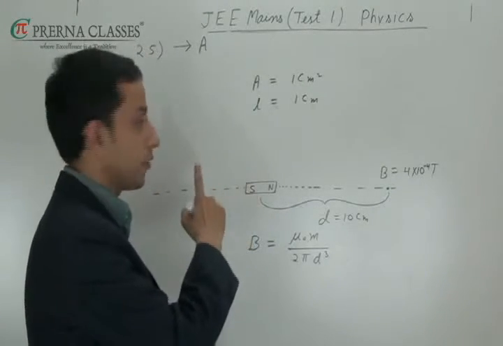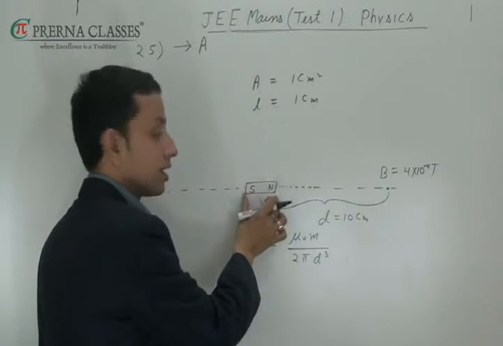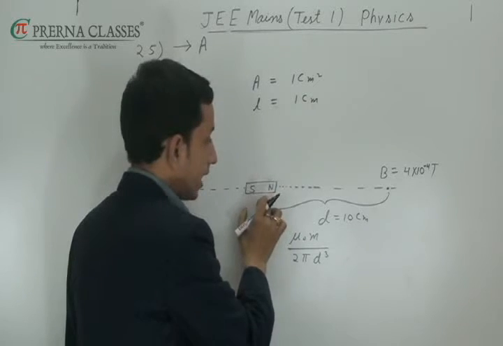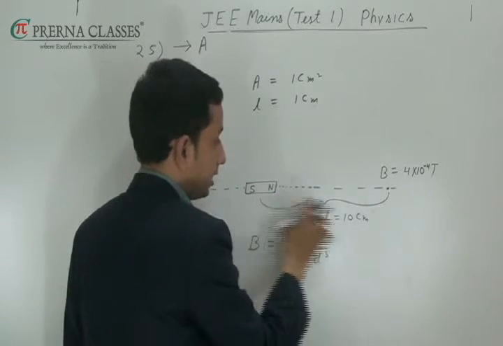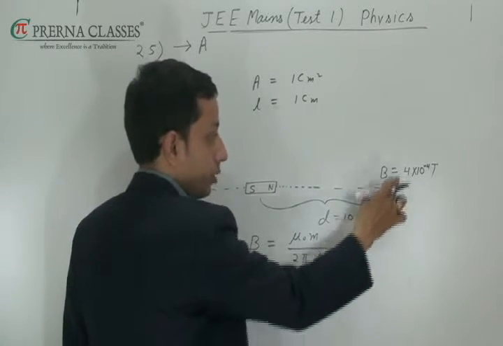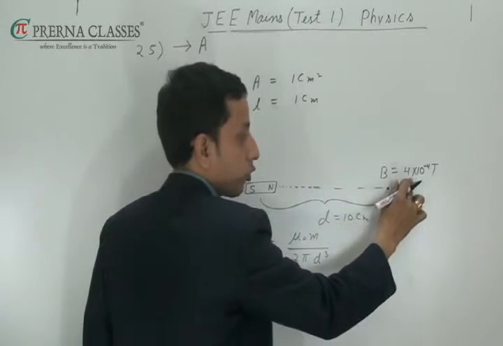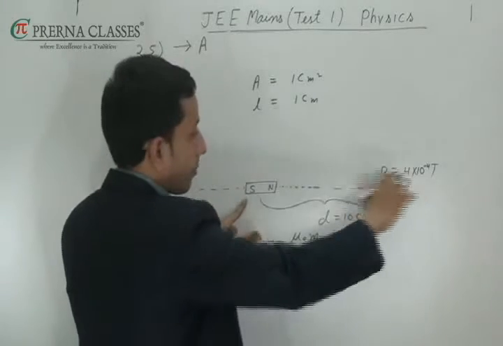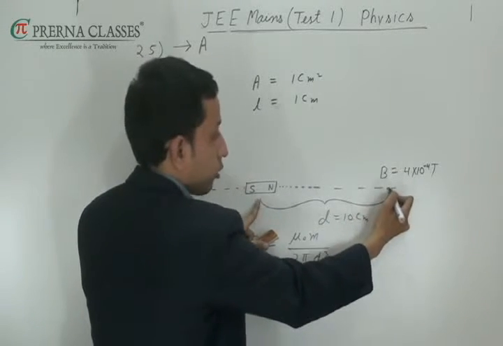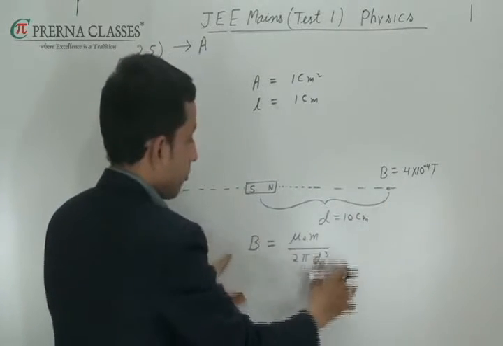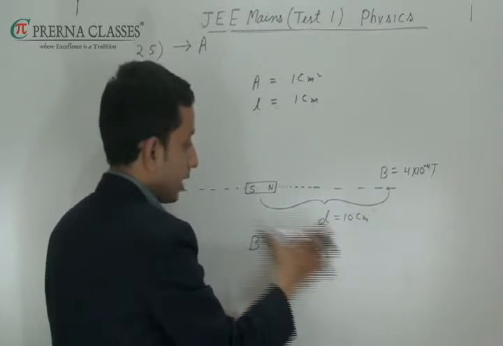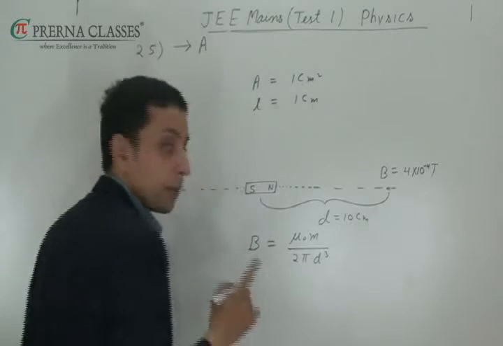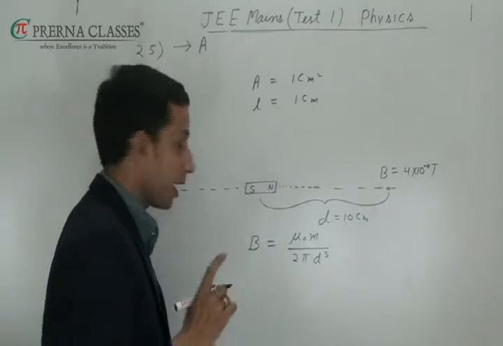Come to question number 25. In this question we have been given a bar magnet, and at end on position at a distance 10 centimeter the magnetic field has been given, that is 4 into 10 to the power minus 4 Tesla. End on position means along the magnet. So this is the end on position, and the value of magnetic field at end on position is given by this formula. What we have to find in this question is the magnetization of the magnet.